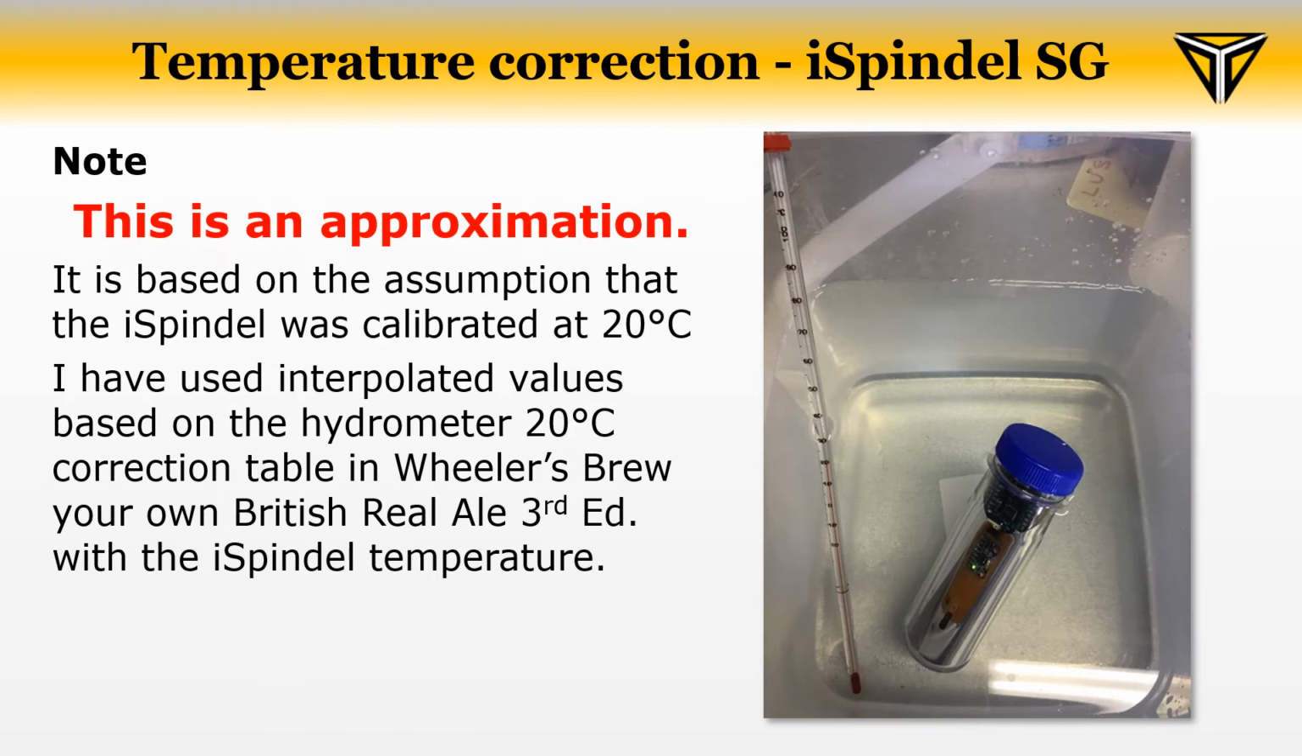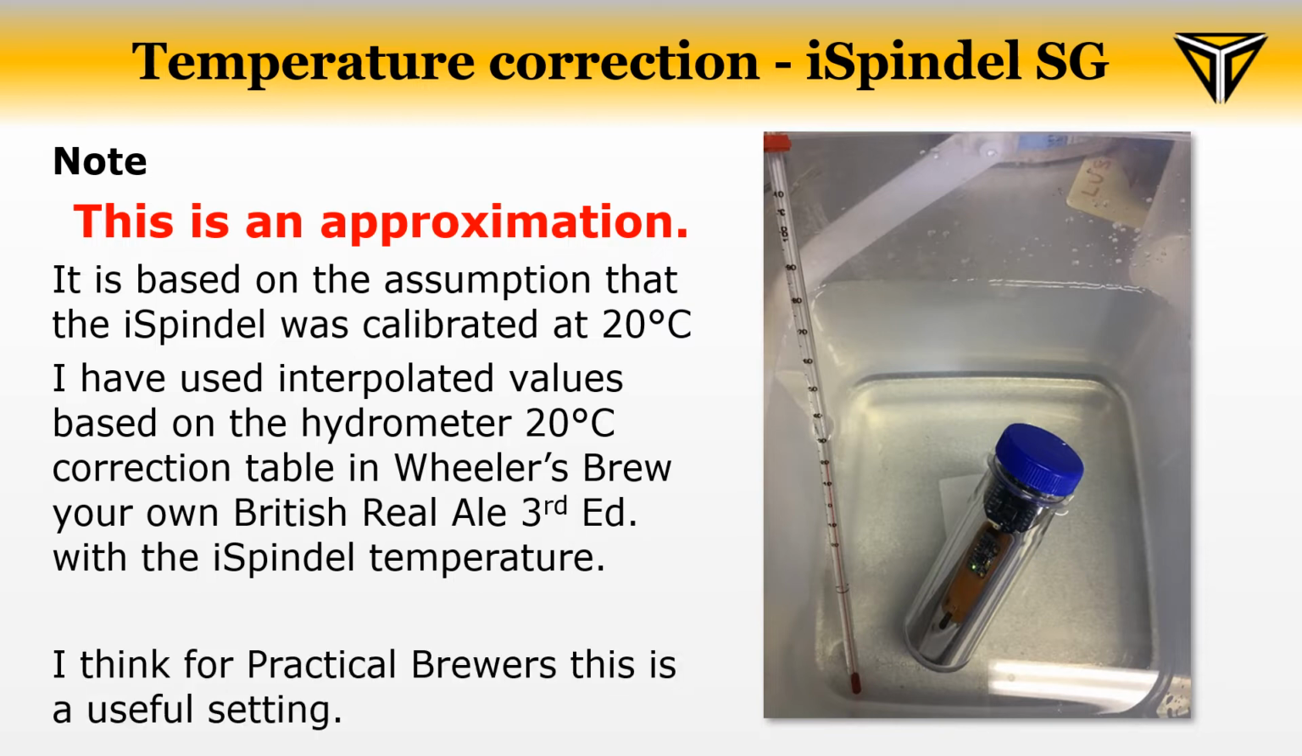As in all things, the temperature correction that I've implemented is an approximation. It's very much based on the assumption that the iSpindel was calibrated at 20 degrees centigrade. I've used interpolated values that come from Wheeler's Brew Your Own British Real Ale, and I do think that for practical brewers it could be a useful setting to use.